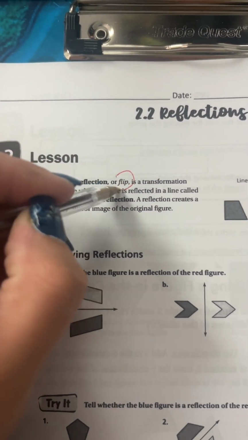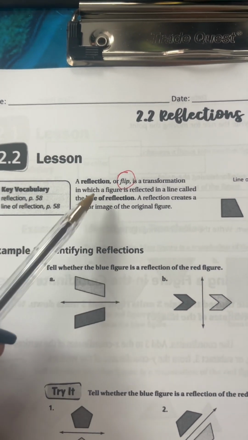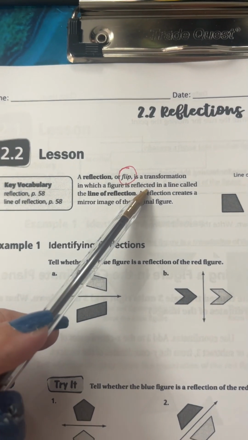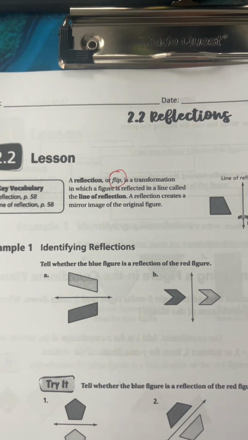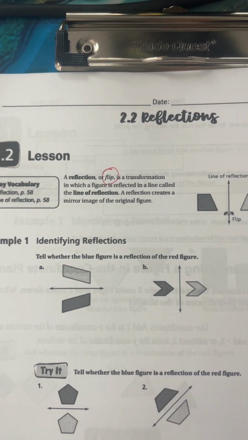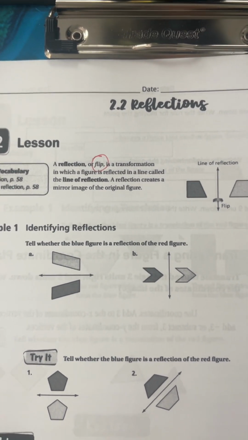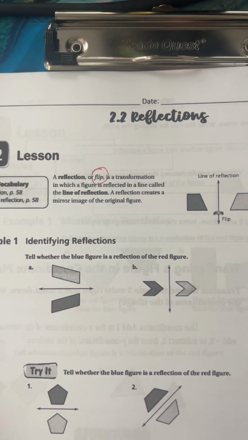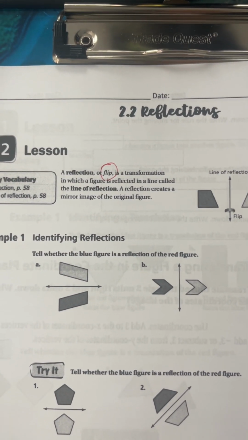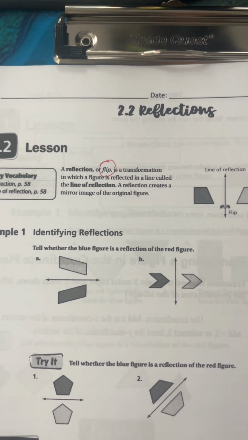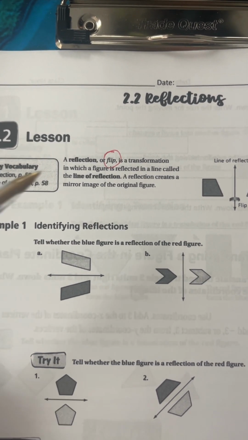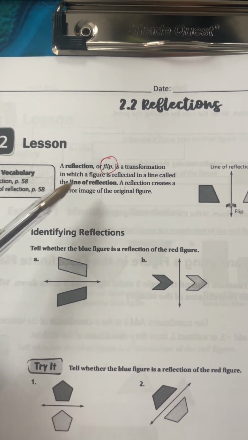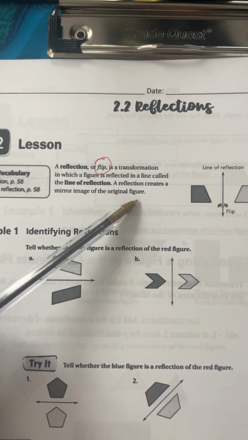Circle that word flip. A reflection is a transformation in which a figure is reflected in a line called the line of reflection. So there's going to be a line that this figure or shape kind of flips across and will kind of make it look the opposite of what it currently does. And opposite is a really key word that we're going to hear a lot in this lesson, so just keep that in mind. A reflection creates a mirror image of the original figure.